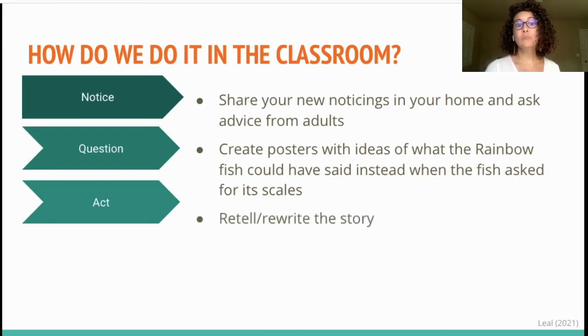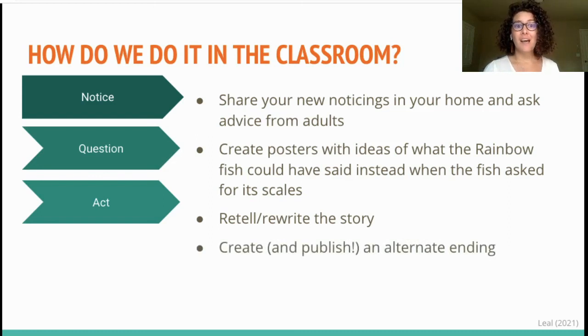We can also ask the students, or as a group, to retell and rewrite the story. And that's exactly what one artist did. She created and published an alternative ending to the story, which I'd like to share with you.